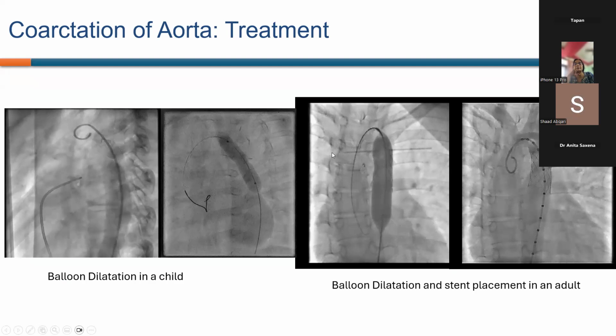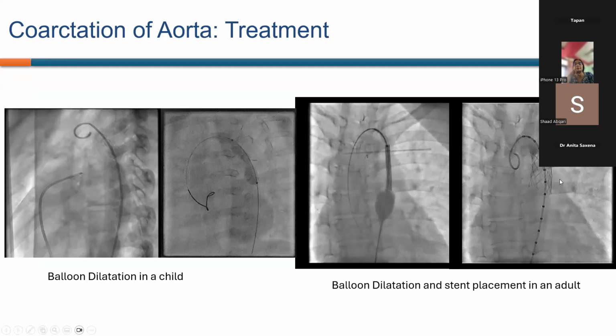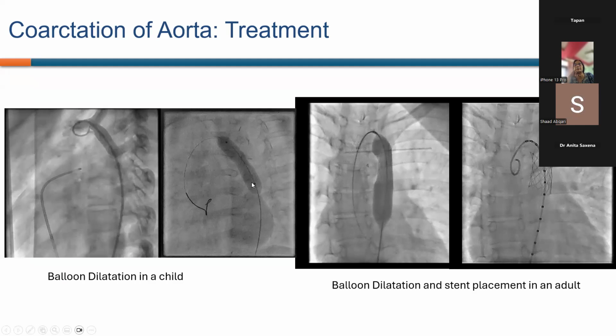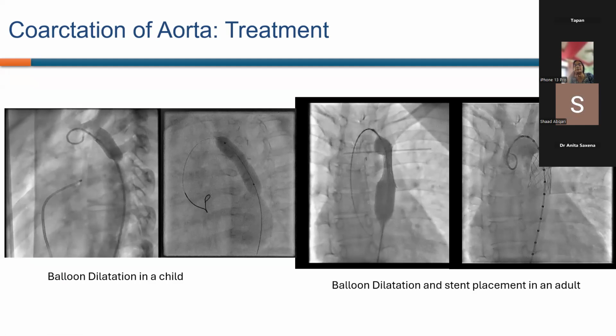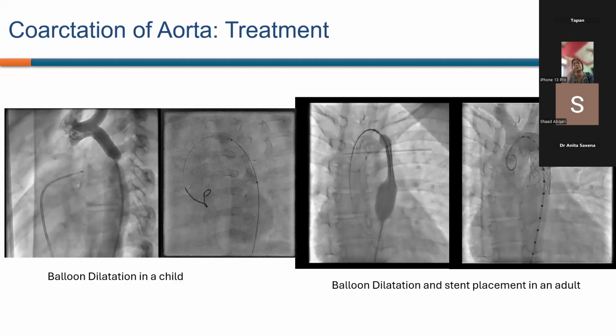In small children, you don't want to do it because the stent has a specific size. So if you put a smaller size in a small child, then it is not going to grow. And therefore, we avoid stents in small children. We only do it in older children and adults.